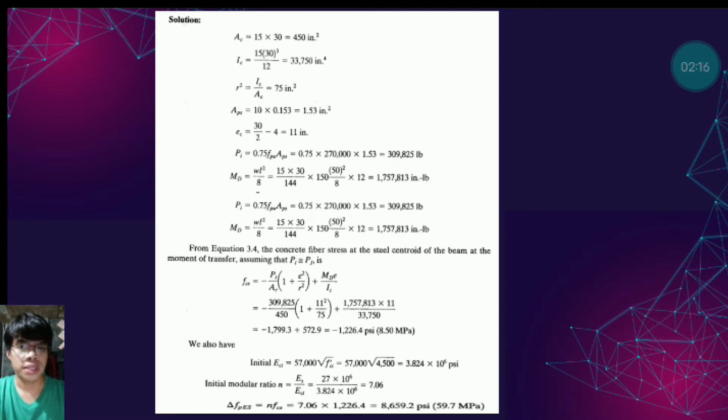Area of the concrete is equal to its height times its width. So 30 inches times 15 inches is equal to 450 square inches. Next, we solve for the moment of inertia of the concrete. The moment of inertia of the concrete is equal to the width multiplied by its height cubed divided by 12. So 15 times 30 cubed divided by 12. Our answer will be 33,750 inches to the fourth. We then divide the moment of inertia of the concrete by its area to get the radius of gyration squared, r squared. So 33,750 divided by 450, our r squared is 75 square inches.